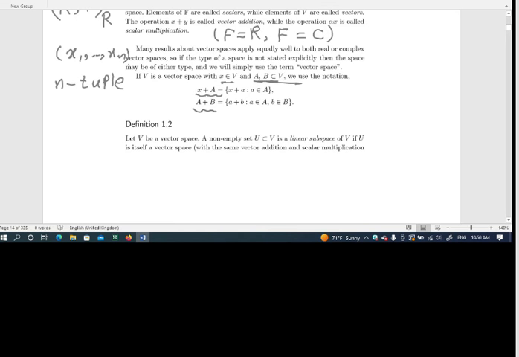Definition: let V be a vector space. A non-empty set U in V is a linear subspace, or briefly a subspace of V, if U is itself a vector space. So if U becomes a vector space under the same plus and scalar multiplication, we say that U is a linear subspace of V.